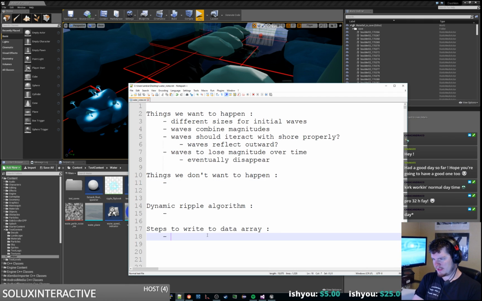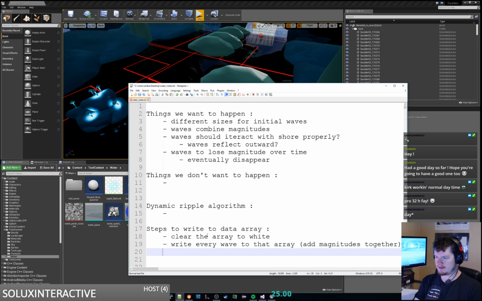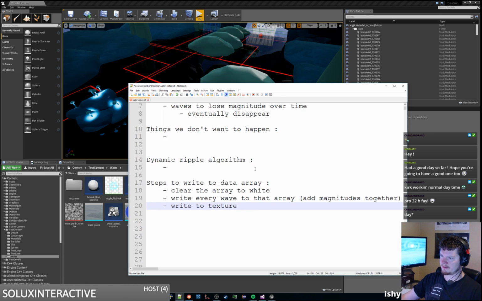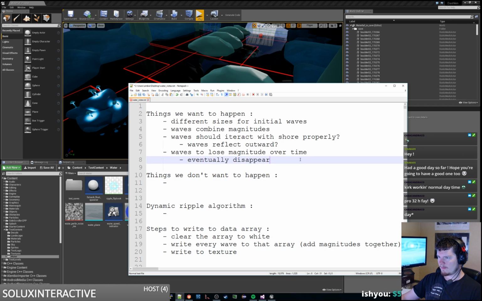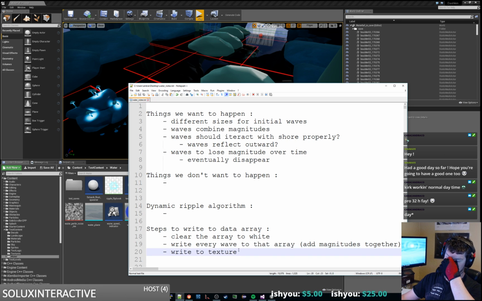So a naive way to write to this data array would be to clear the array to white, then write every wave to that array and add magnitudes together, then write to texture. That's our completely naive way of writing our data. If we're doing it like that, then we do need to model a wave as an object that has some initial values, and then we write the current values based on dt. So the wave is a collection of particles that follow some sort of mathematical function, perhaps?